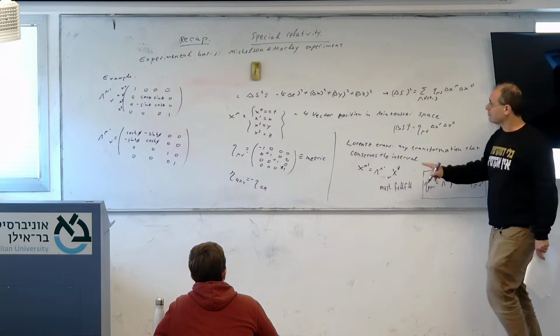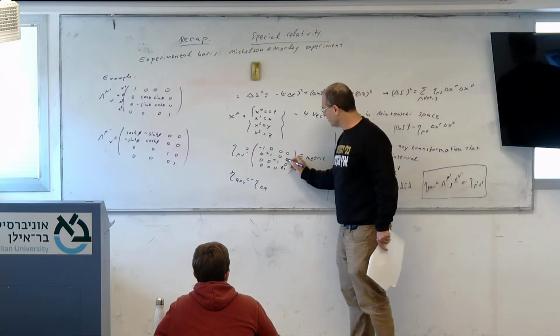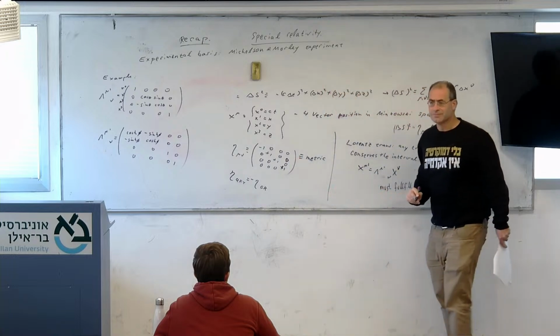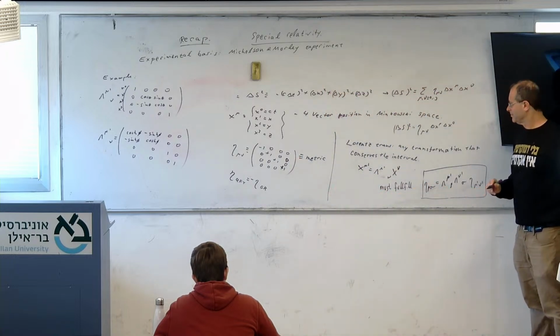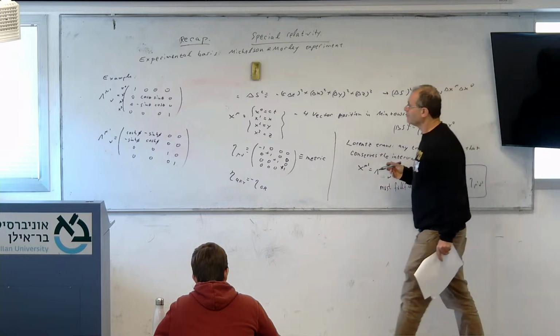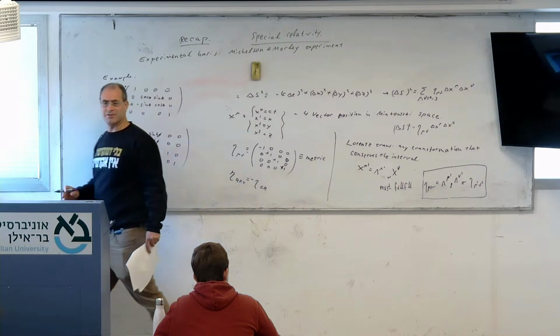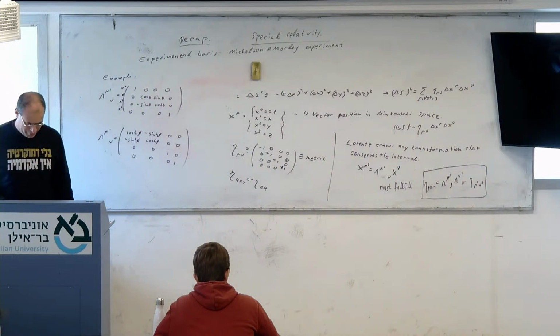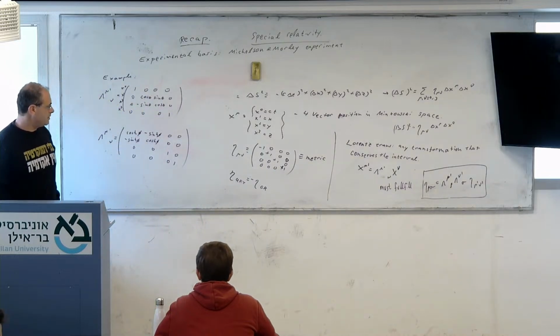Luckily, most of them are zero, because this matrix is mostly zeros. Luckily for us. Of course, if you do it in a computer, the computer can do it for you. But Einstein had no computers.